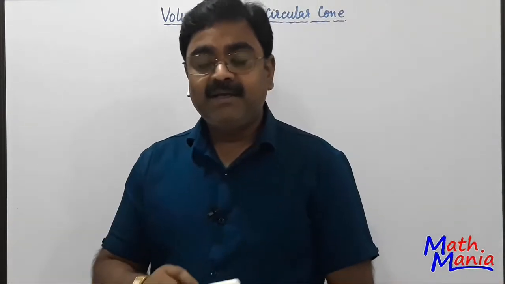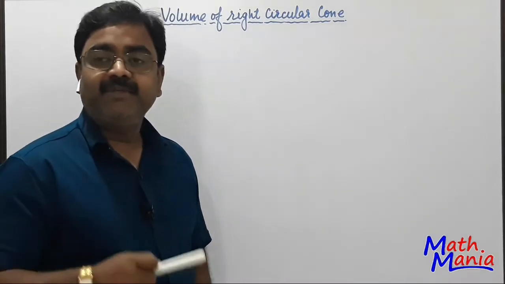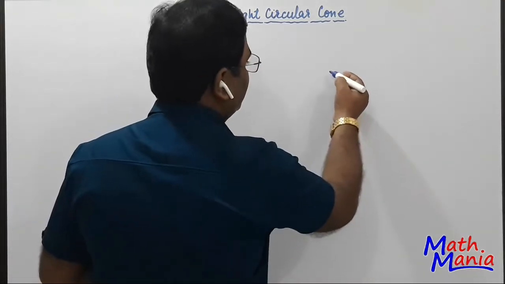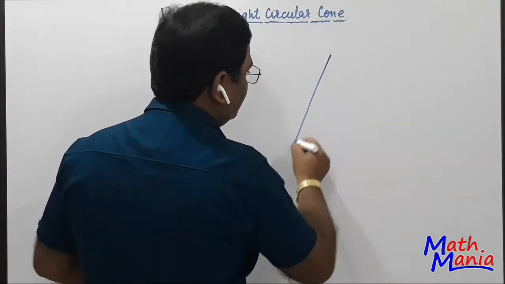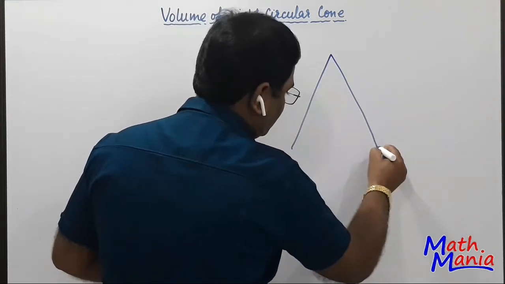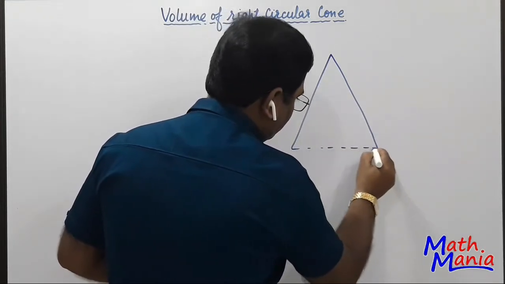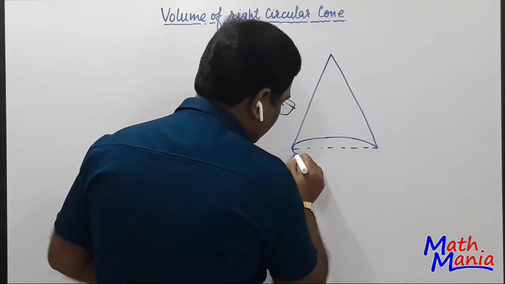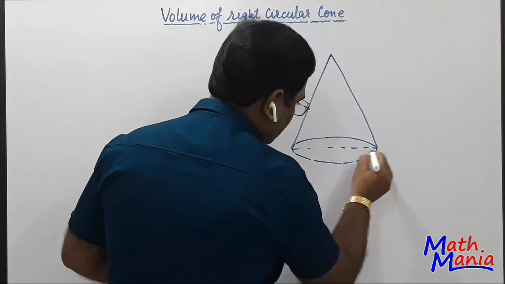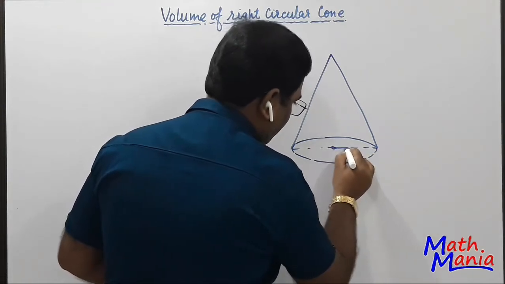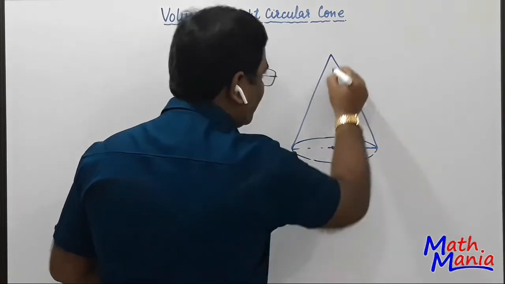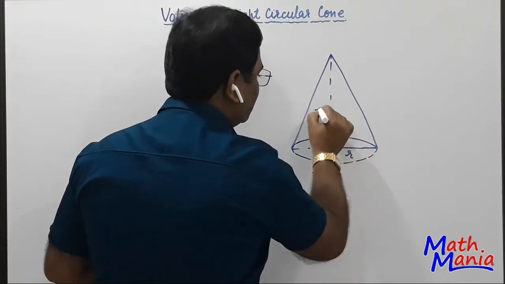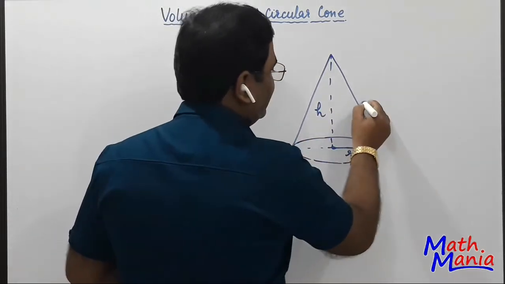So dear friends, I think in my previous lecture we have discussed the volume of the right circular cone. As you know, the right circular cone has two faces, its base is circular, and the base radius is r. This is the base radius which is r, and this is the actual height, called h. This is the slant height.